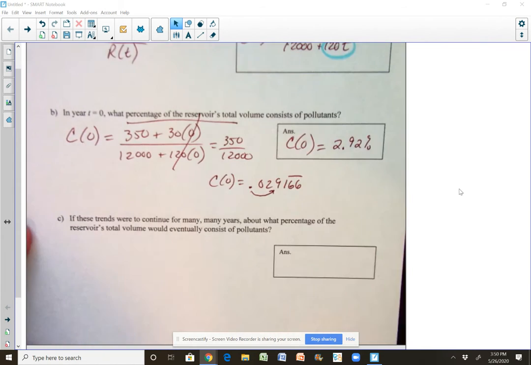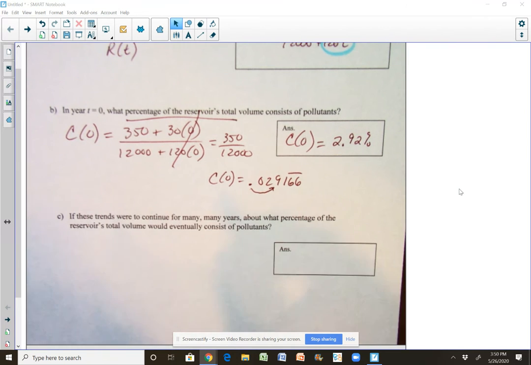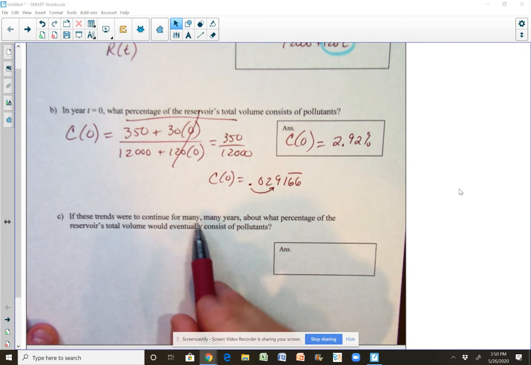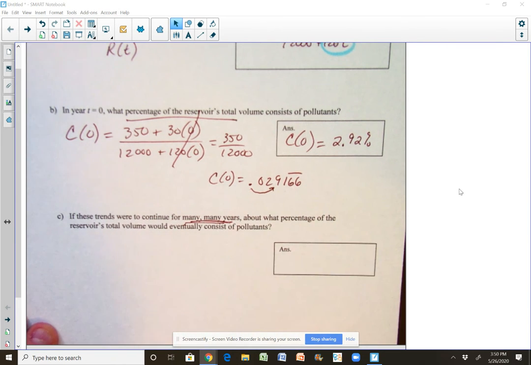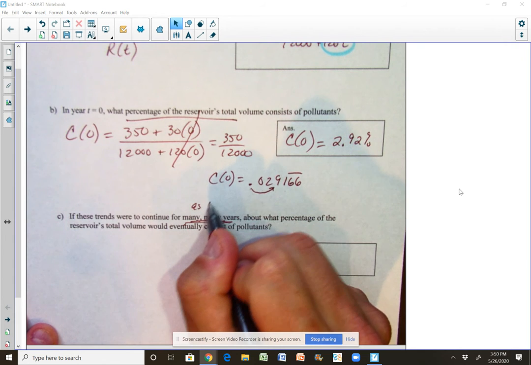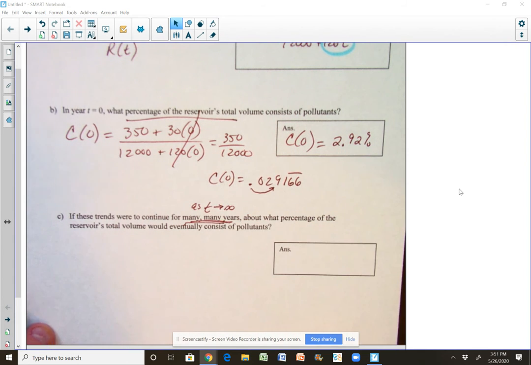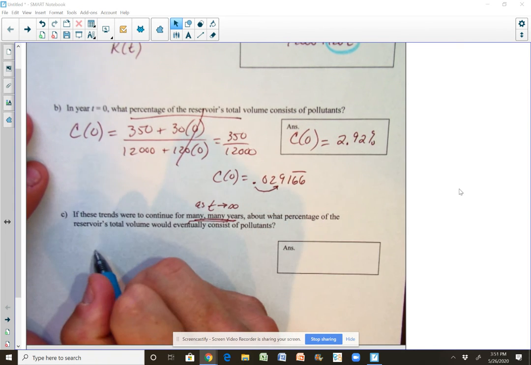So we go down to here. What that's basically asking, if this were to continue for many, many years, that's kind of like describing the long run behavior. This is like as t approaches infinity. So what this is symbolizing is like the horizontal asymptote concept. So if we do that, I'll use that in blue.